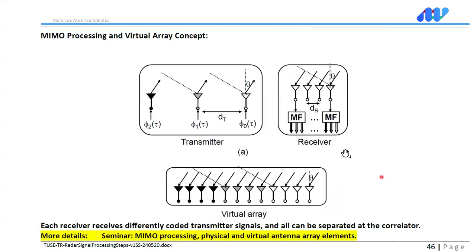So MIMO processing and the virtual array concept says if you have transmitters with different codes, and if receivers separate them, you multiply the numbers and you get the number of virtual receivers. So the main takeaway here is that at each receiver, we should have m different matched filters and m different range correlators, and each of them will separate the signal due to each transmitter.